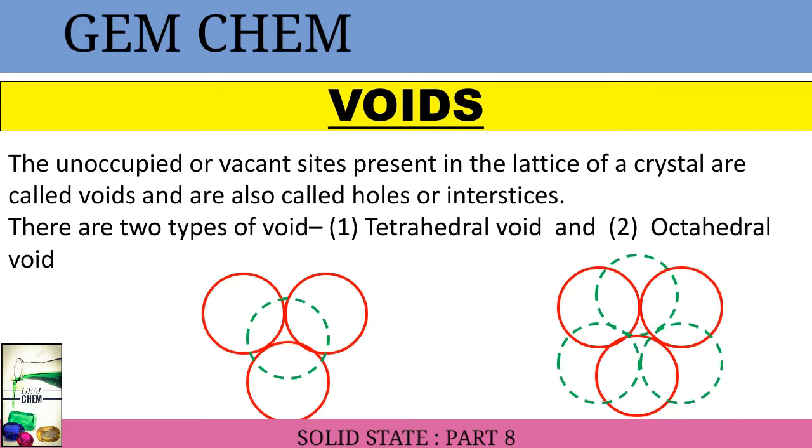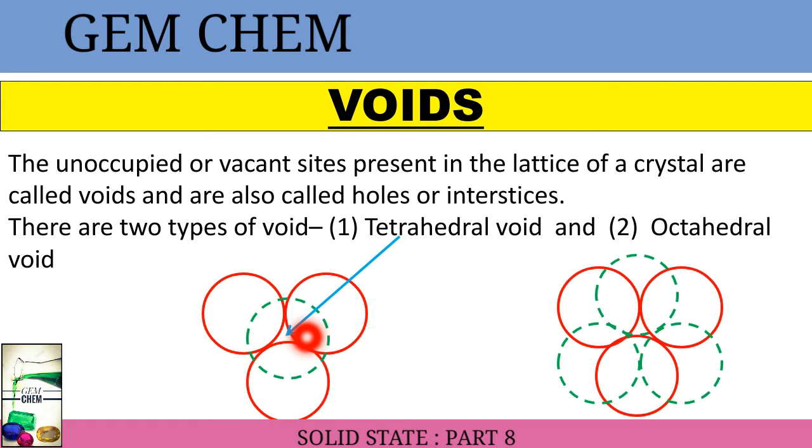Now let us start. What do we mean by voids? Voids generally refer to the unoccupied or vacant sites present in the lattice of a crystal. There are two types of voids, that is tetrahedral and octahedral voids, and these voids are also known as holes or interstices.